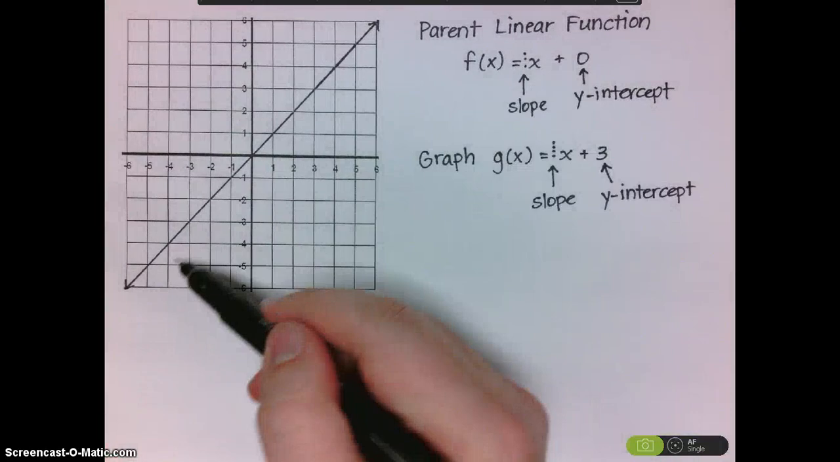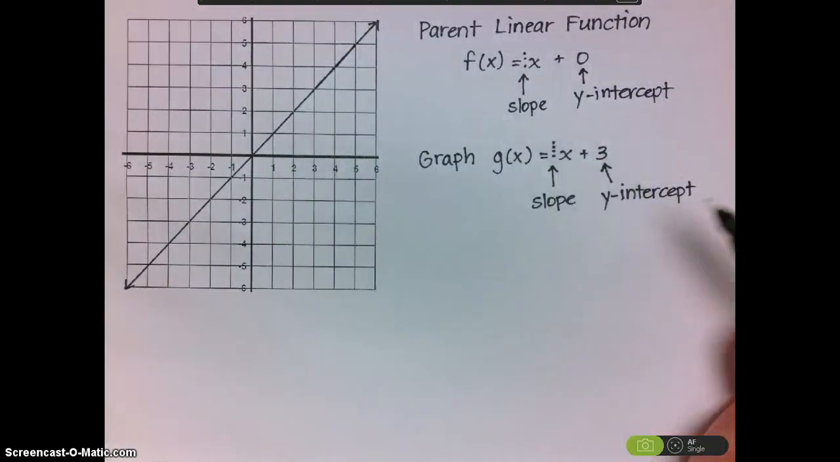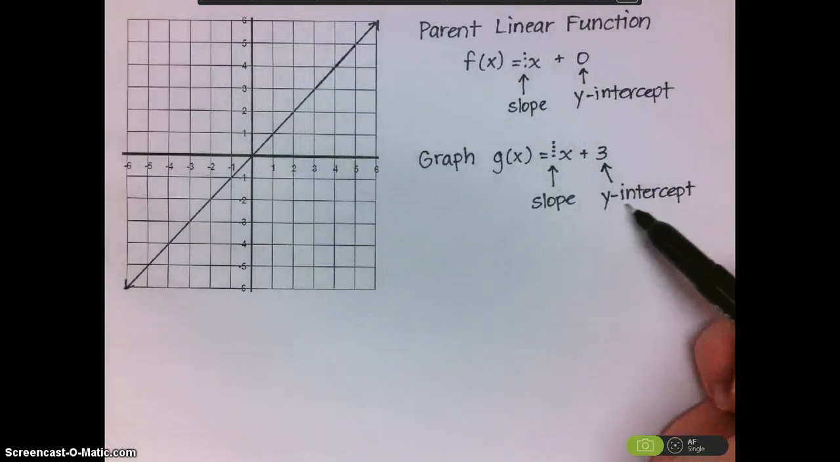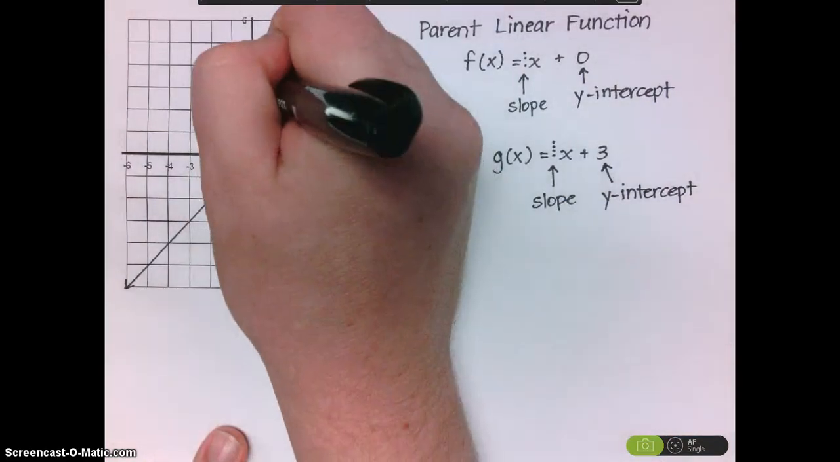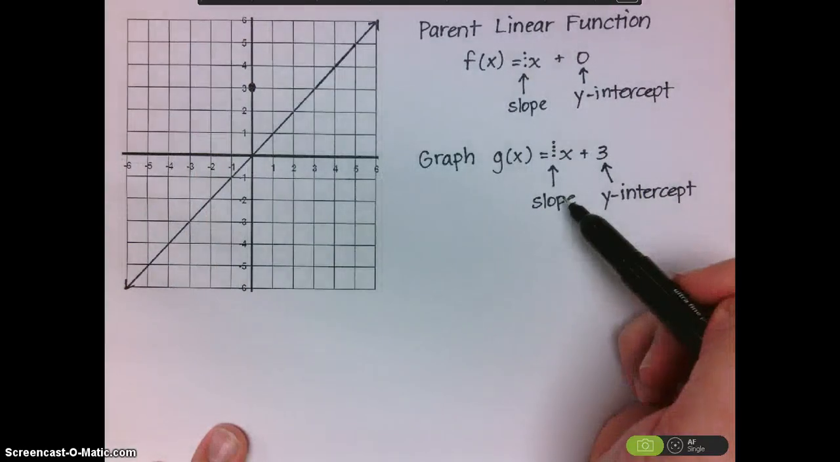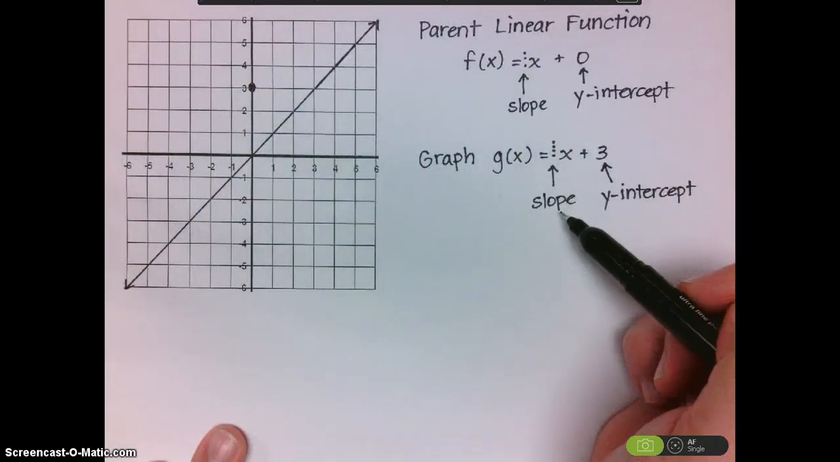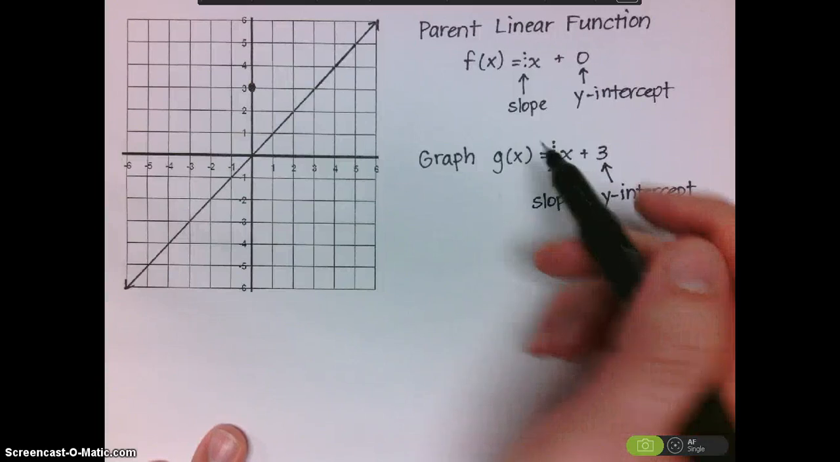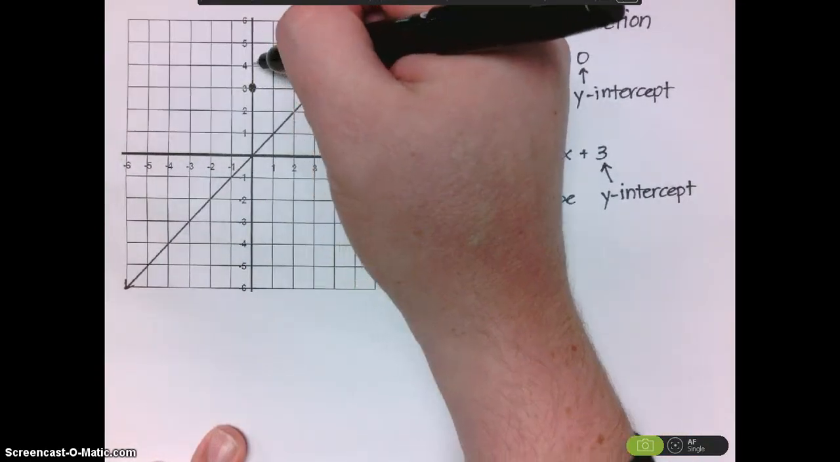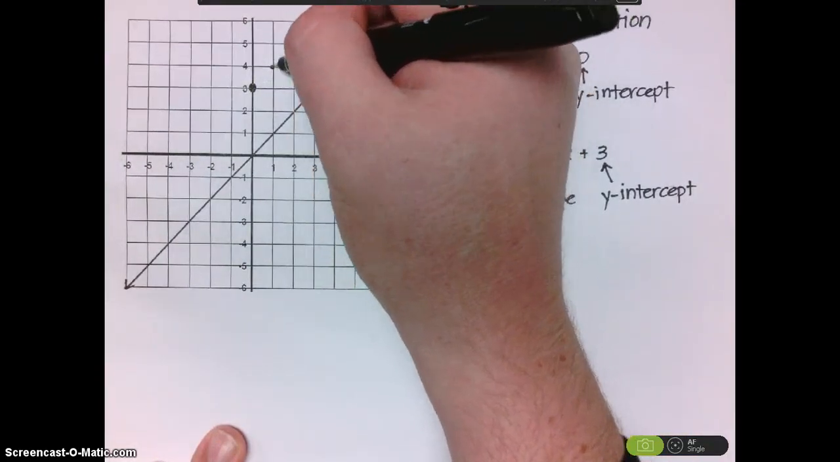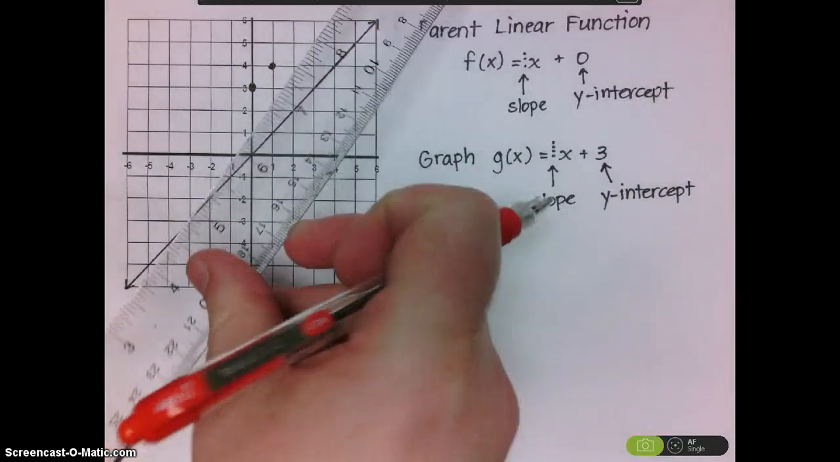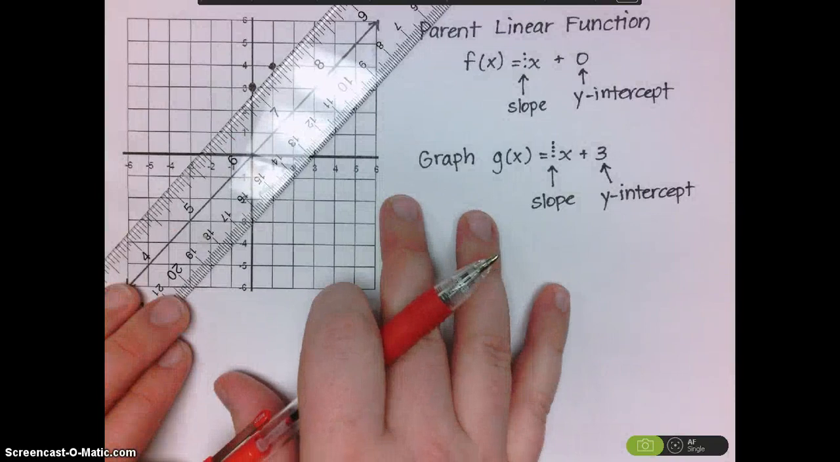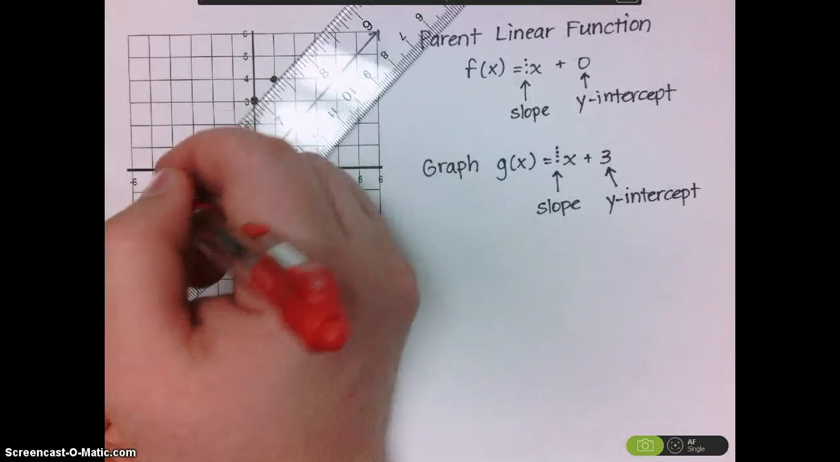So since I already have my parent linear function graphed, why don't I graph the g of x now? I'm going to start by plotting where it's going to cross the y-axis. That's going to be at positive 3. And from there, I'm going to use my slope to chart one more coordinate. The slope is positive 1, so that means I'm going to go up 1 and to the right 1. And I can plot my point right there. I'm going to take my ruler. I'm going to connect these two dots. And let's see here.